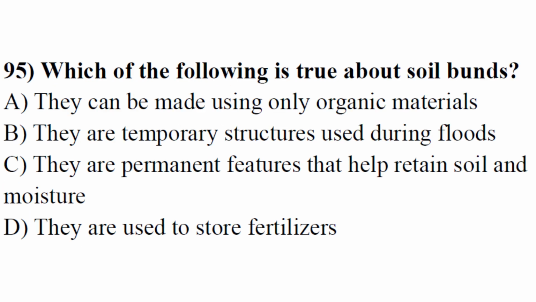95. Which of the following is true about soil bunds? A. They can be made using only organic materials. B. They are temporary structures used during floods. C. They are permanent features that help retain soil and moisture. D. They are used to store fertilizers. Answer: C. They are permanent features that help retain soil and moisture.